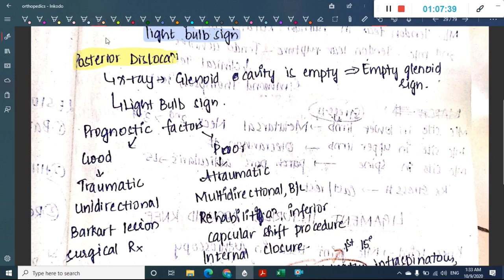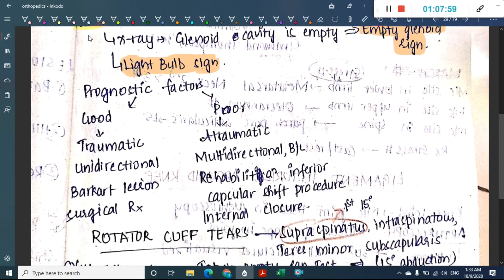So if you see here in the posterior dislocation, there is a sign which is called the empty glenoid sign. The glenoid cavity most commonly is empty in posterior dislocation, and we call it empty glenoid sign. Sometimes we also see the light bulb sign in posterior dislocation.